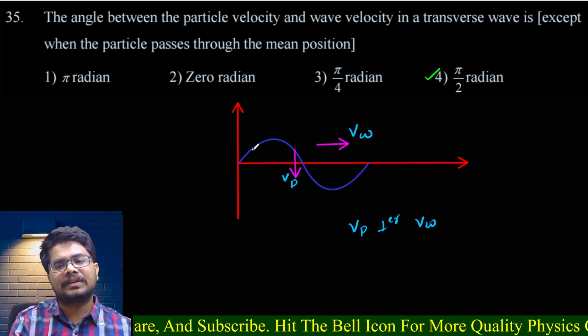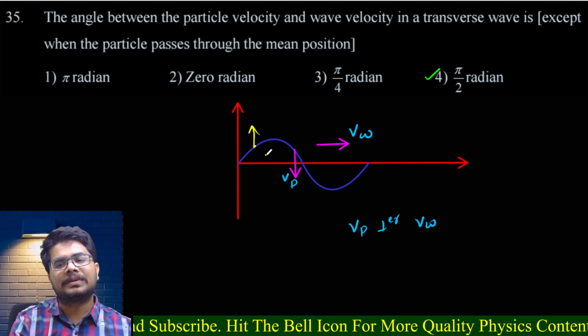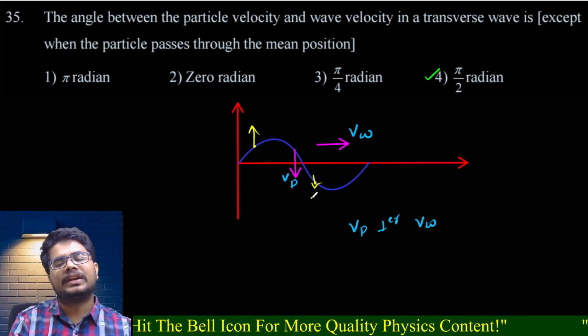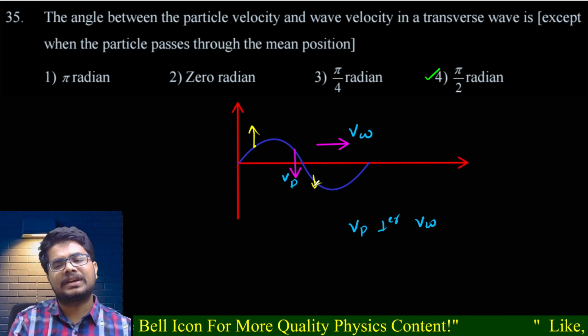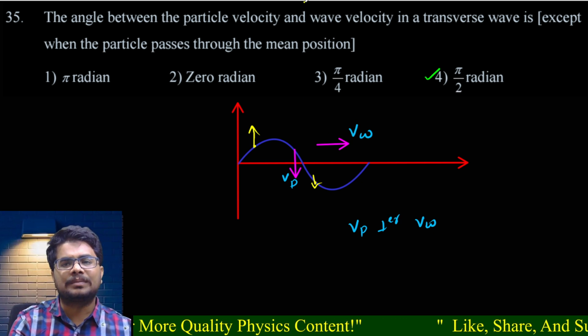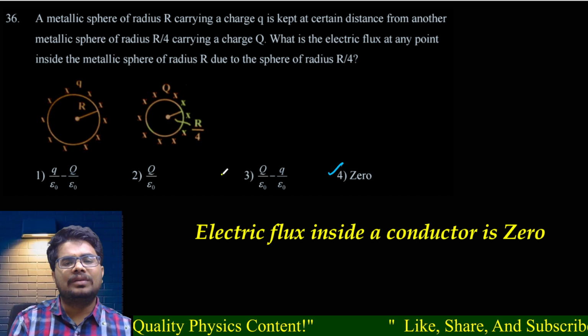If I check the velocity at this point, the velocity will be in the upward direction. At this other point, the velocity will be in the downward direction. But the particle velocity and wave velocity: the wave velocity is horizontal. So it should make 90 degrees except at the mean position.